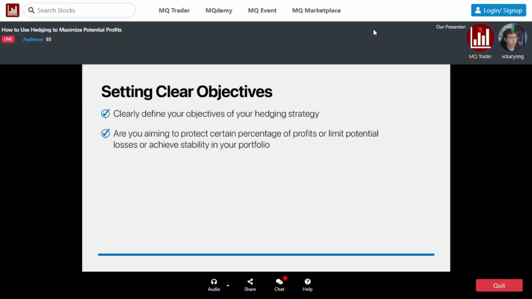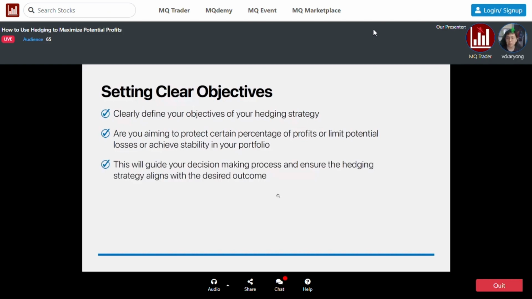Over here, you can see you need to be clear. Examples are: are you looking to protect profits using hedging? Are you looking to limit your potential downside, or are you just looking to have a stable portfolio? So you need to be very clear on that.